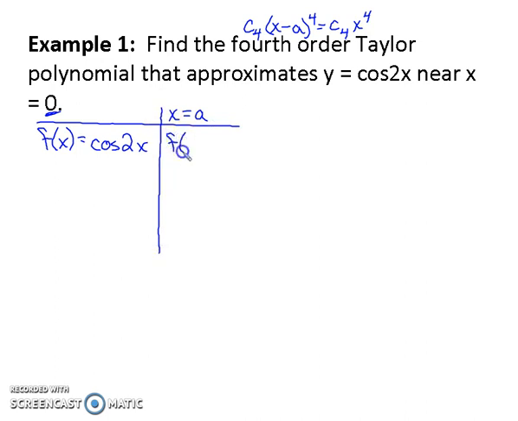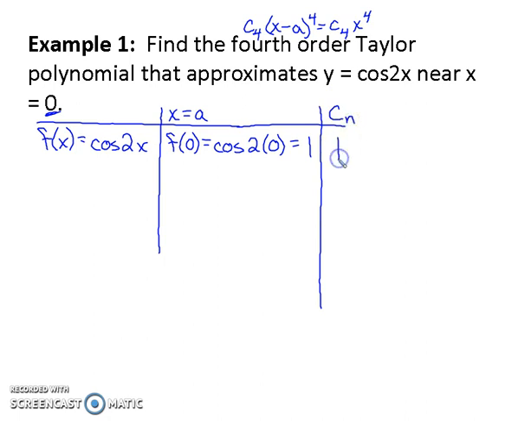So f of 0 in this case, because x is 0, would be cosine of 2 times 0. So that's cosine of 0, which is 1. That gives me c sub n. So c sub 0 is 1. So this is my 0 column. Then I'm going to go to my first coefficient.